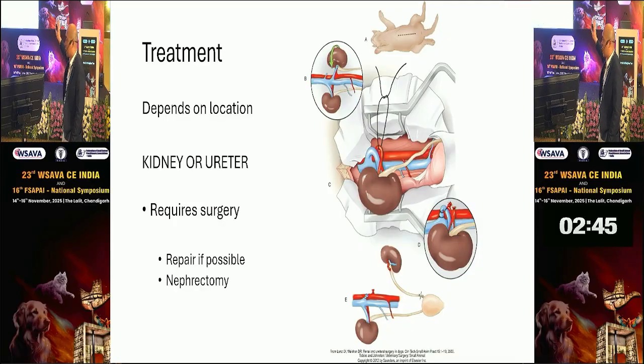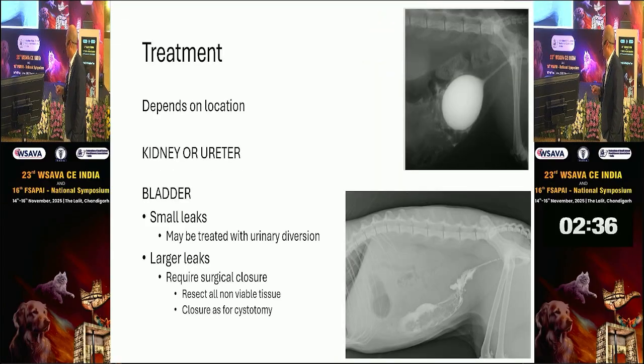So if it's a ureter or kidney, generally it's surgery. Unless you have advanced techniques, it's generally removal of that kidney, so a nephrectomy. When it comes to the bladder, this is most common, particularly after trauma, and these ones are very treatable.